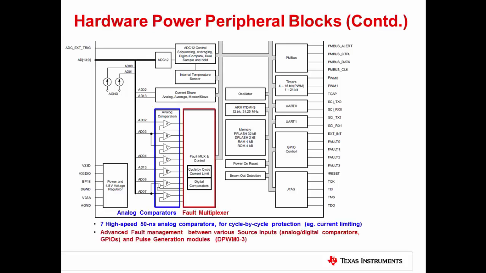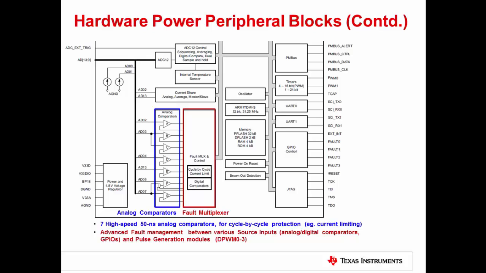Following the comparators, there is an advanced fault management block called the fault multiplexer. This block is very flexible and has the capability to accept inputs from a variety of sources such as analog comparators, digital comparators, external GPIOs, and can initiate a response for turning off any of the DPWM modules. This block also has the capability to add some filtering to the output of the analog comparators. This is a sort of digital filtering.